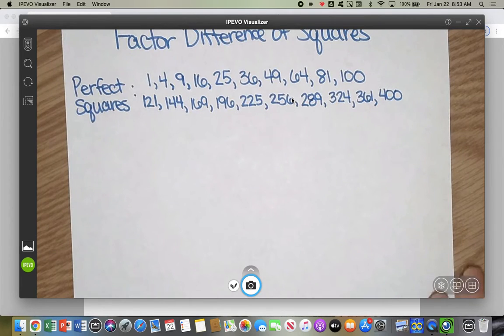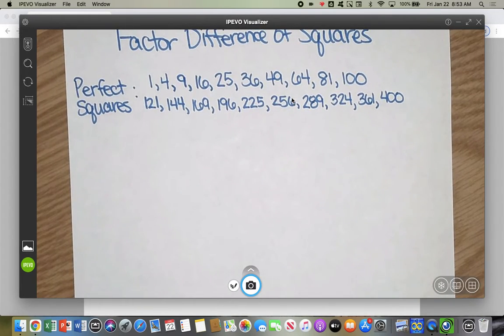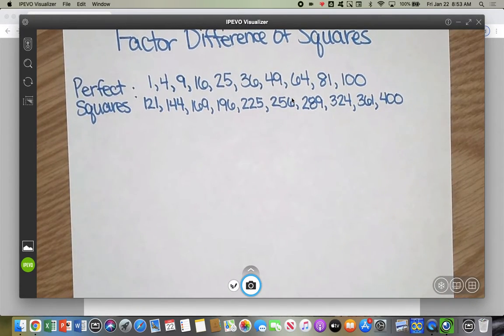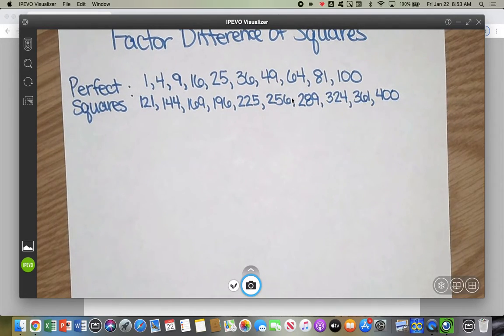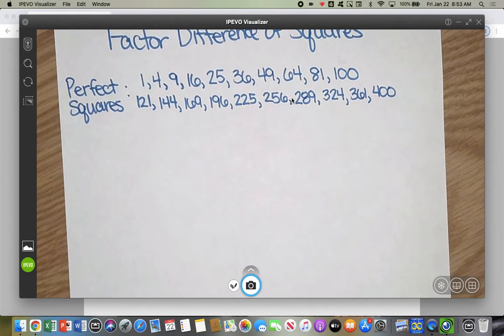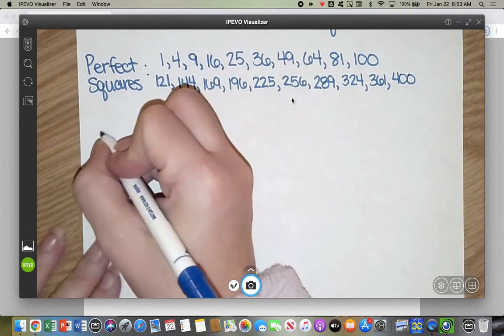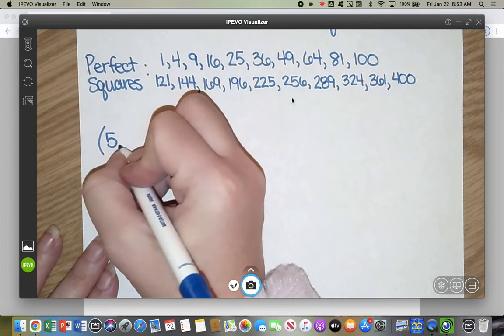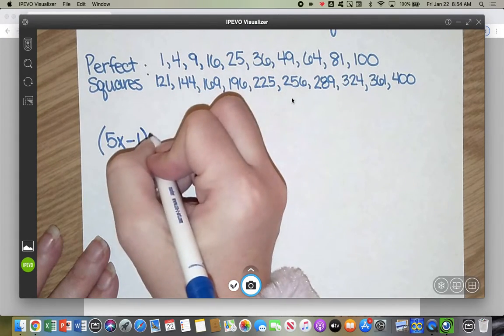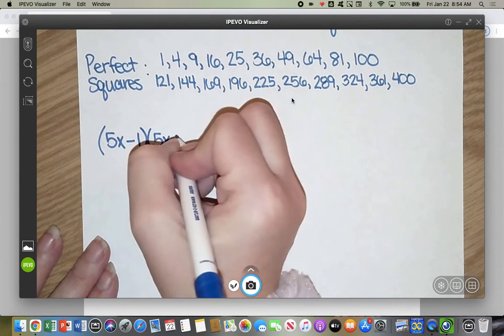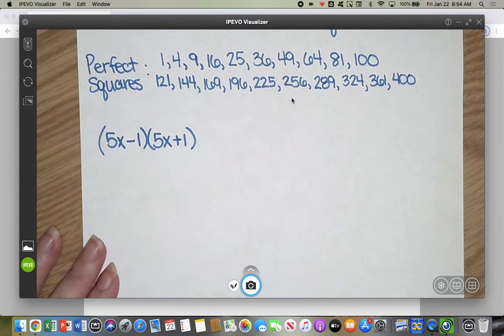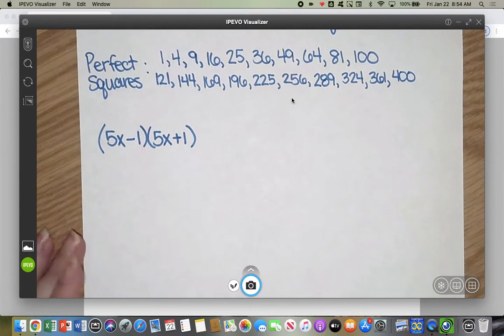All right, so the reason why we do this is there are some special cases, and I'm going to show you guys where this comes from. Let's go back to last week when we were doing the distributive property, and you see something like this: 5x minus 1 and 5x plus 1.